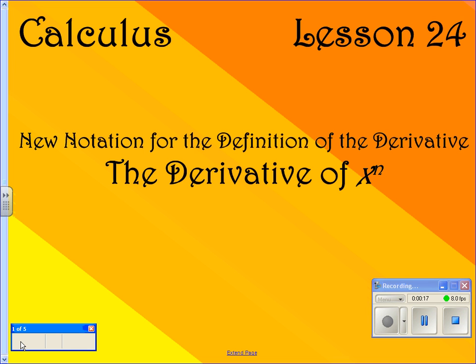I told you, you're going to like this even better. All right, new notation for the definition of the derivative. And then we're going to look at the derivative of x to the n. You still have to know the other way. If it asks you to do it using the definition of the derivative, you can't just use this method, okay?